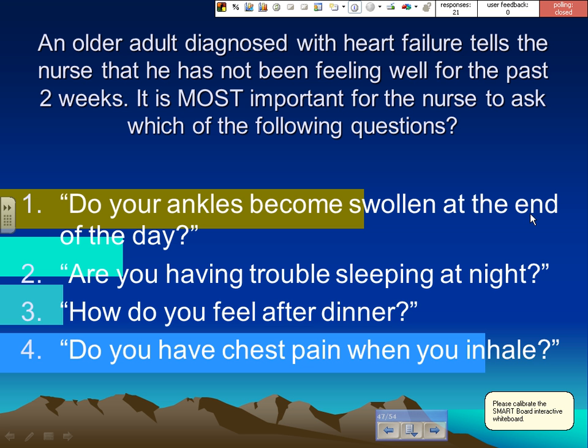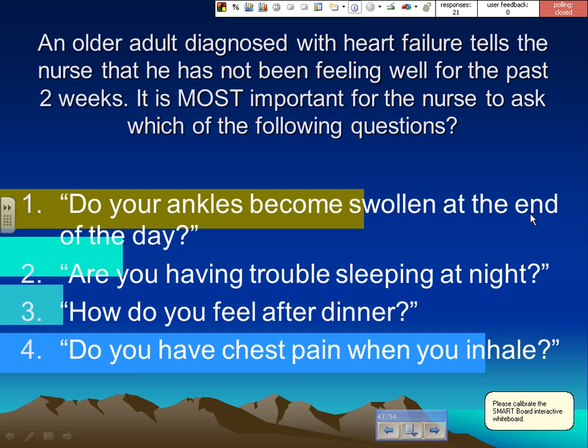What is number 2? When you ask them, are you having trouble sleeping at night? What kind of information is that going to give you? Orthopnea. Because if the patient is having a decompensation of his congestive heart failure, and he's got left-sided failure, which, as we said, most patients have both-sided failure, they're having a backup of fluid into their lungs, and they're not able to sleep at night unless the head of the bed is up, or I've had patients that have said I have to sleep in the recliner, because if they lay flat, they can't breathe.